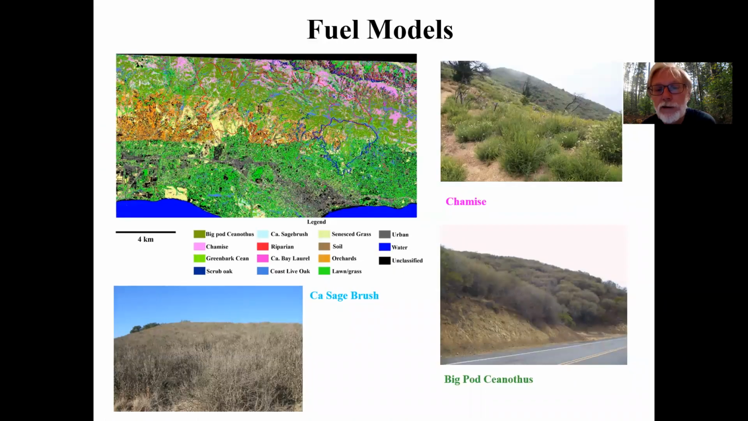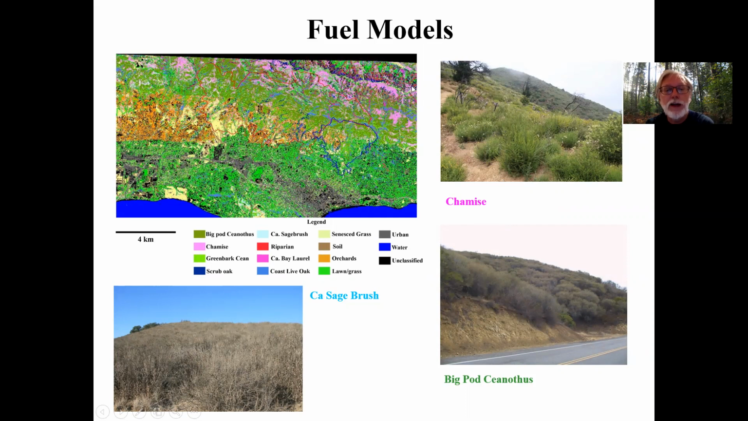So one of the critical things remote sensing tells us is what kind of fuels are across the landscape. And so fuels are the material that burns. And for us, we live in a landscape composed mostly of shrublands, called hard chaparral, shown on the right, and soft chaparral, shown below. This is chamise and big pod ceanothus, and this is California sagebrush.